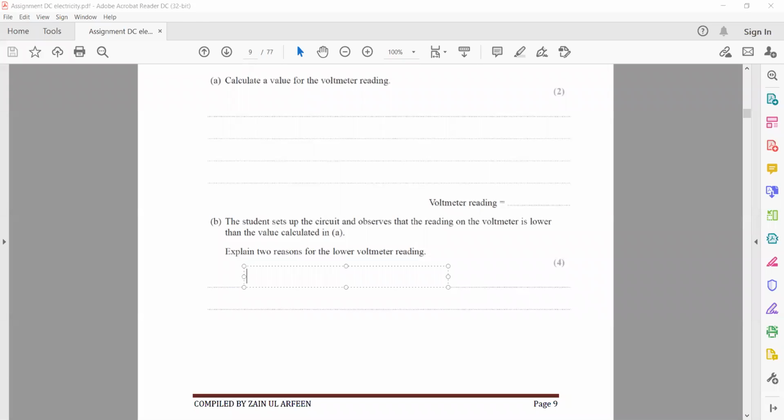Number one is the resistance of the connection wire. And what will be the effect of this resistance of the connection wire? So there will be some voltage drop across the wires.